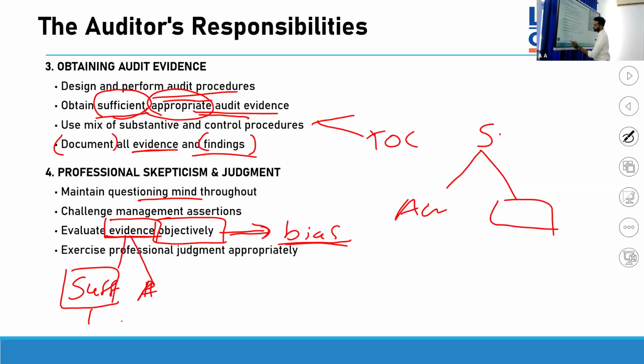Sufficient in the sense that the evidence should provide a reasonable ground to make the decision, right? As well as appropriate in the sense it must be suitable for the context, for the transaction. For the time being, just keep in mind. As well as exercise professional judgment appropriately.